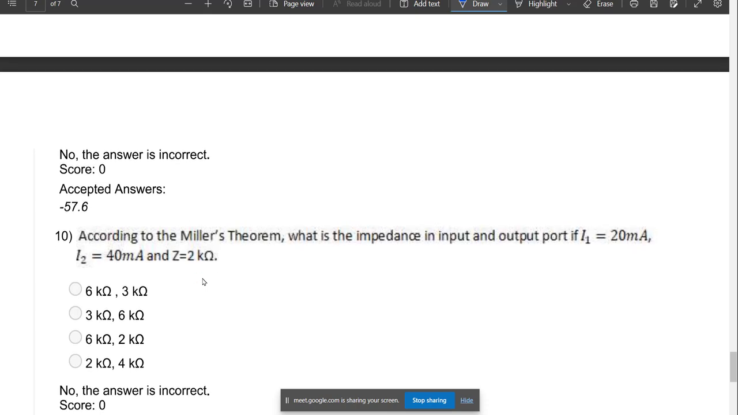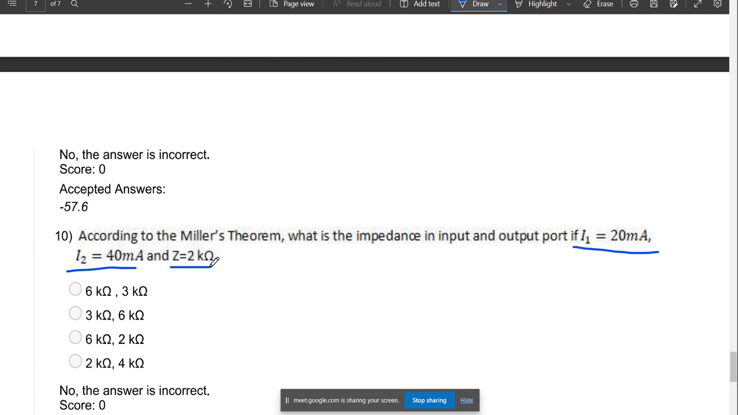Question number 10. Let's try to solve question number 10. According to Miller's theorem, what is the impedance at the input and output port if I1 is equal to 20 milliamperes, I2 is equal to 40 milliamperes, and Z is equal to 2 kilo ohms?